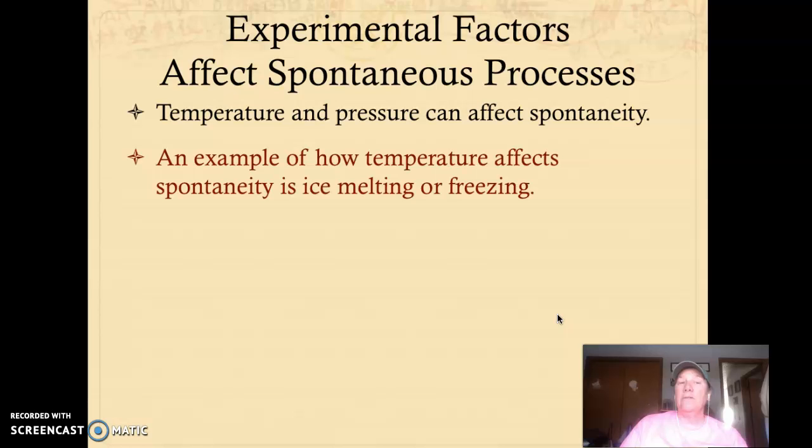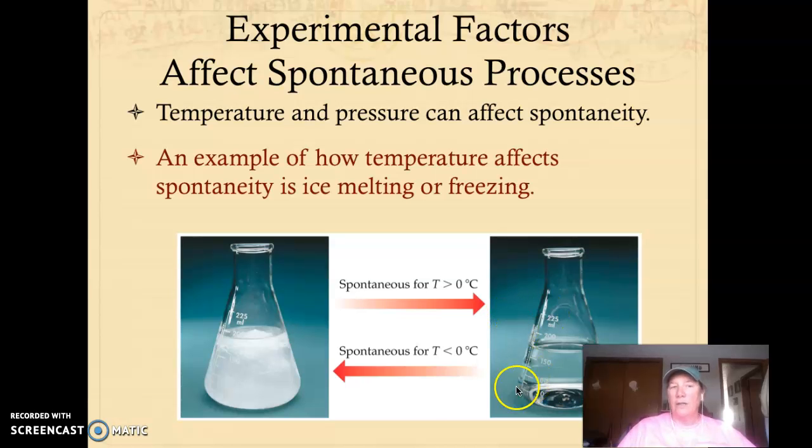Okay? An example of how temperature affects spontaneity is ice melting or freezing, if you look here. Okay? If the temperature is above 0, it's going to melt. So the spontaneous direction is that way. But if the temperature is below 0, the spontaneous reaction is this way. So you can change spontaneity by changing the temperature. Okay?